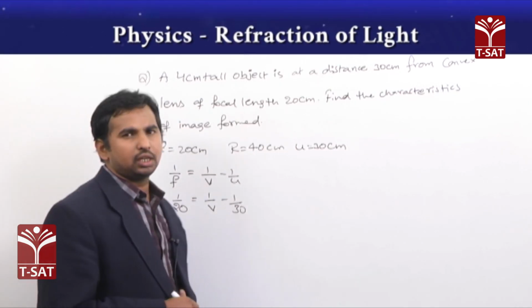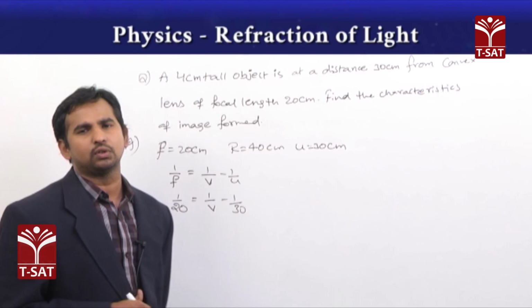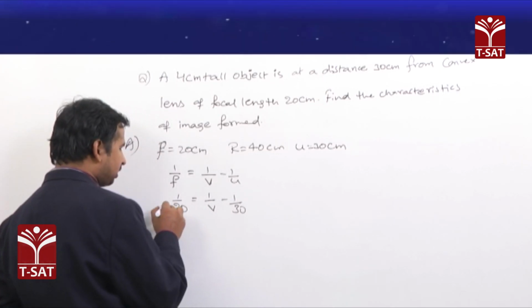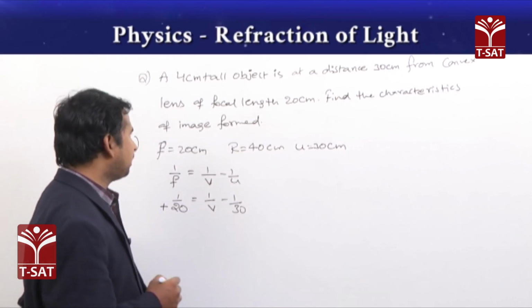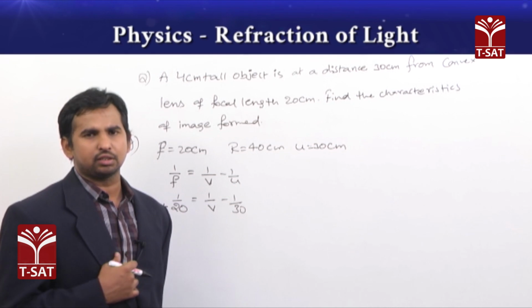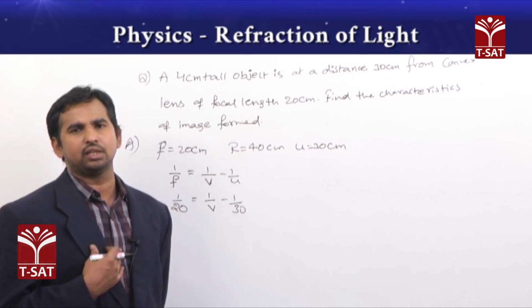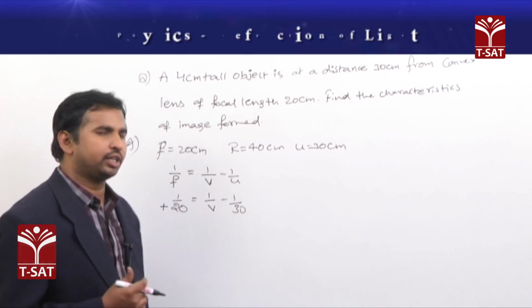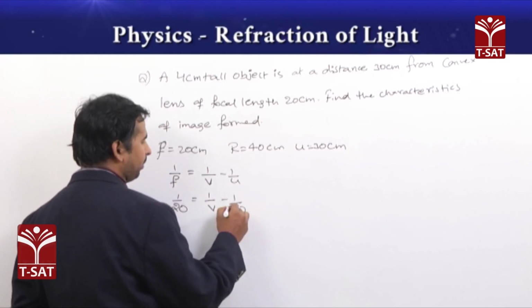To get that image distance, first we apply the sign convention. For a converging lens, a convex lens, the focal length should be taken as positive. As the object is placed before the lens and the distance is measured against the incident light rays, we take the object distance as negative, that is, minus 30.